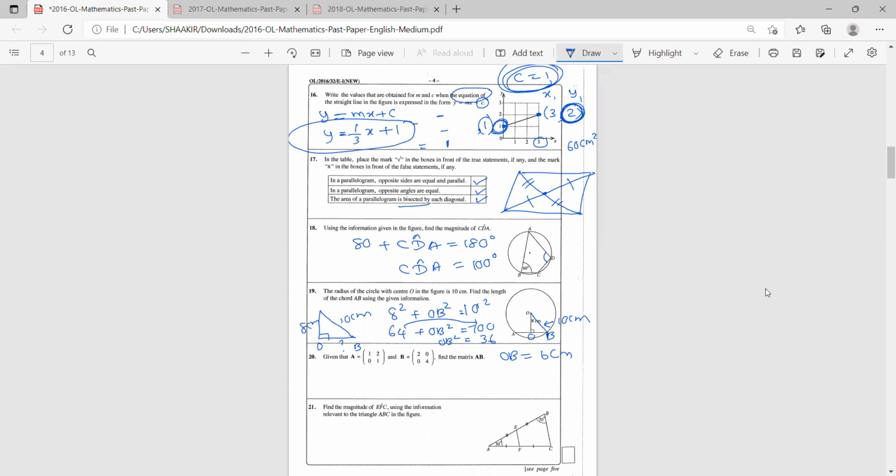So how much is OB? OB is 6 centimeters. Now what are they asking for? They are asking you to find the length of AB. So AB means, children, the double of that. OB is 6 centimeters means AB is going to be 12 centimeters. Because that is the theorem. Okay, so AB is 12 centimeters. So I'll explain the theorem to you all again, children, once more.